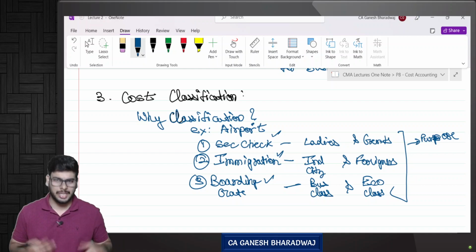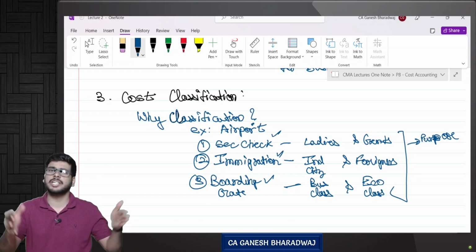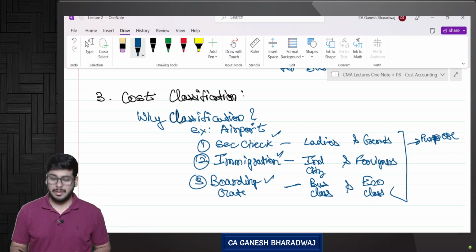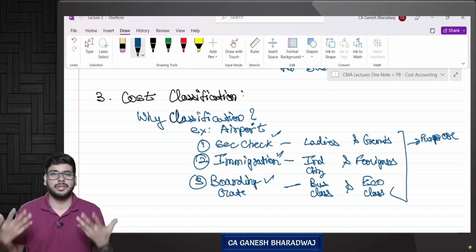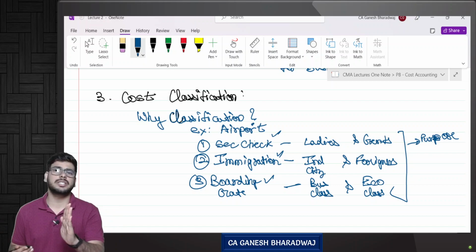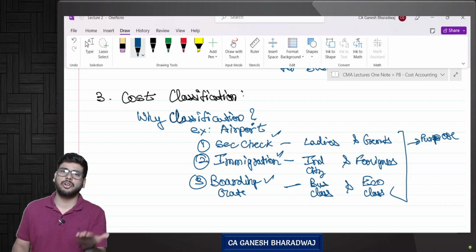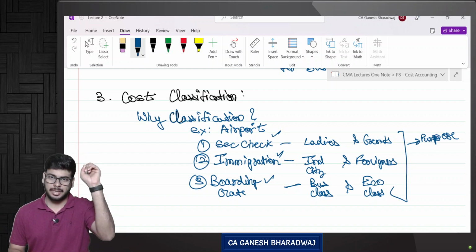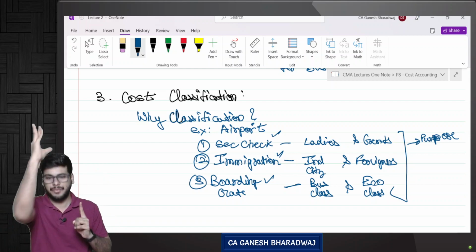In a security check, what is the purpose? They need to check whether they are carrying any explosives, bombs and all that. And of course, security check needs to be done separately for ladies and separately for gents. In case of immigration, what is the purpose of an immigration counter? They need to check the passport and other documents, and obviously for Indian citizens the passport documents will be different, for foreigners it will be different. So based on the purpose I want to achieve, I classify the same human beings differently, correct?